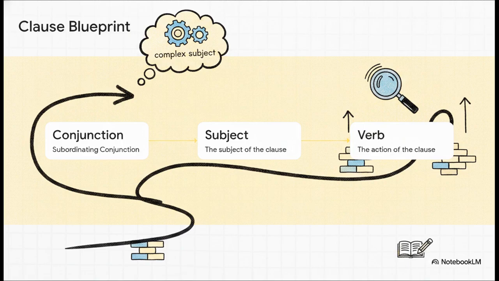Now here is what's really fascinating. Every single adverb clause, no matter how complex the thought or how academic the subject is, follows this exact simple three-step formula. Step 1, subordinating conjunction. Step 2, subject. Step 3, verb. If you lock down this foundational blueprint, you can build incredibly sophisticated sentences without ever losing your grip on the grammar.